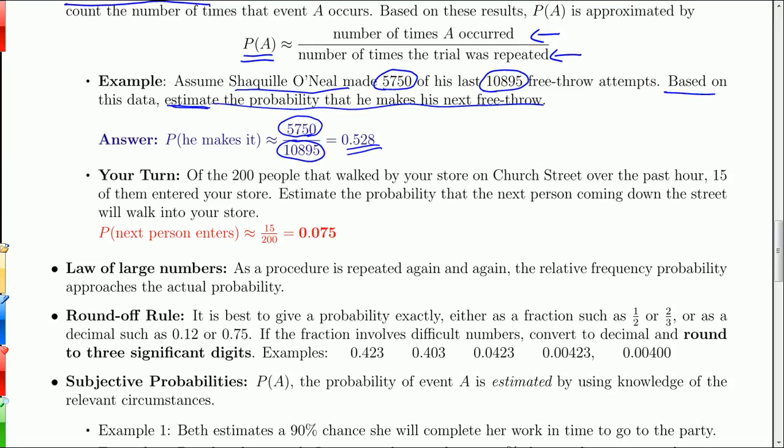For the your turn problem, we have 200 people walk by your store over the past hour. 15 of them have entered your store. You want to estimate the probability that the next person coming down the street will walk into your store. Now, we don't know exactly what that probability is, but we look back at our relative frequency of the past hour, and we see that in the past hour, 15 out of 200 people came into the store. So the estimate that the next person coming down the street will enter your store is 15 over 200, 0.075.